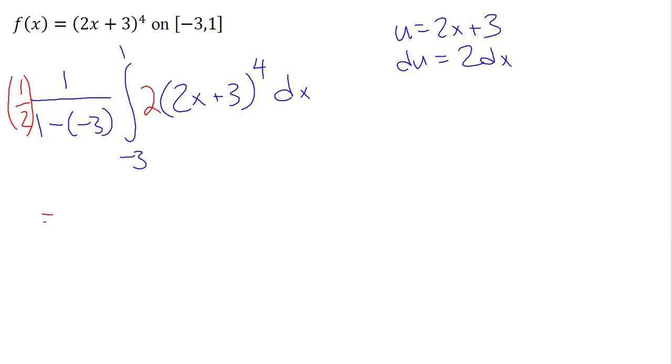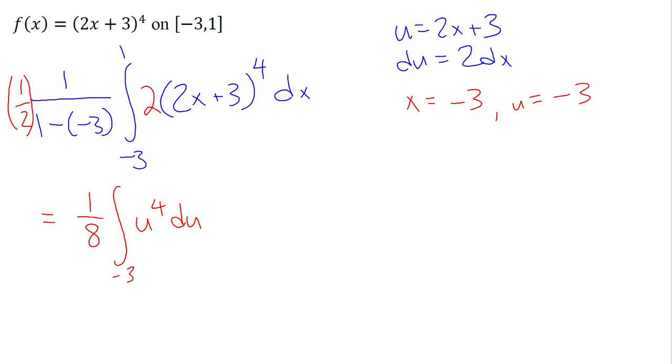Right? So now this will become a 1 minus -3 is 4. So we're going to have a 1/8 out in front. This is 1/8 of an integral of u to the 4th du. And when x is equal to -3, our lower limit, then u should be equal to -6 plus 3, which is, again, -3. So our lower limit now is still going to be -3. And when x is 1, u should be 5. And so now our integral is going to go from -3 to 5.